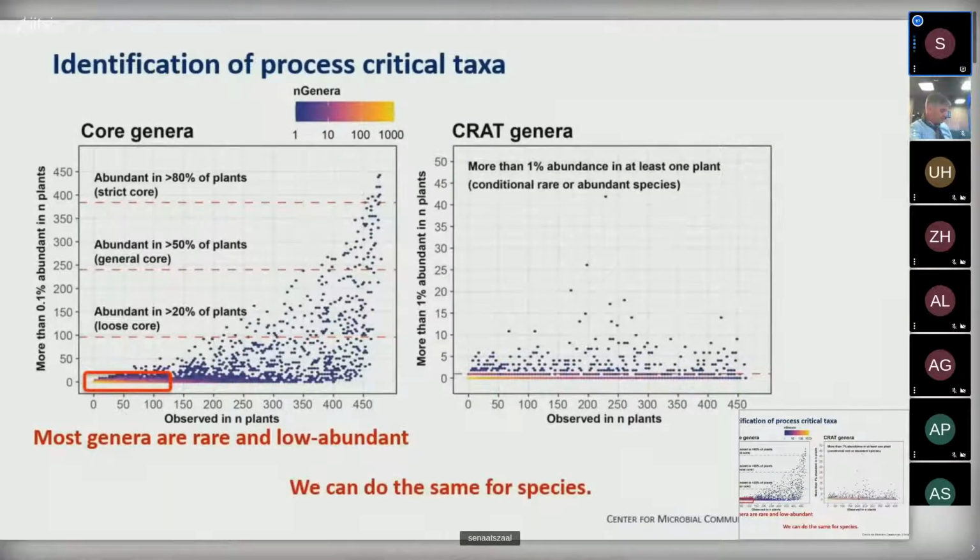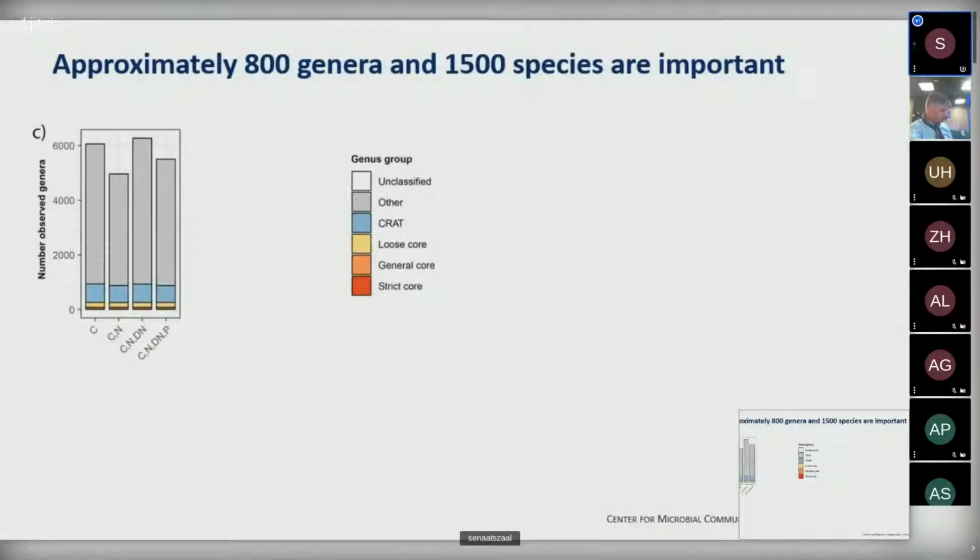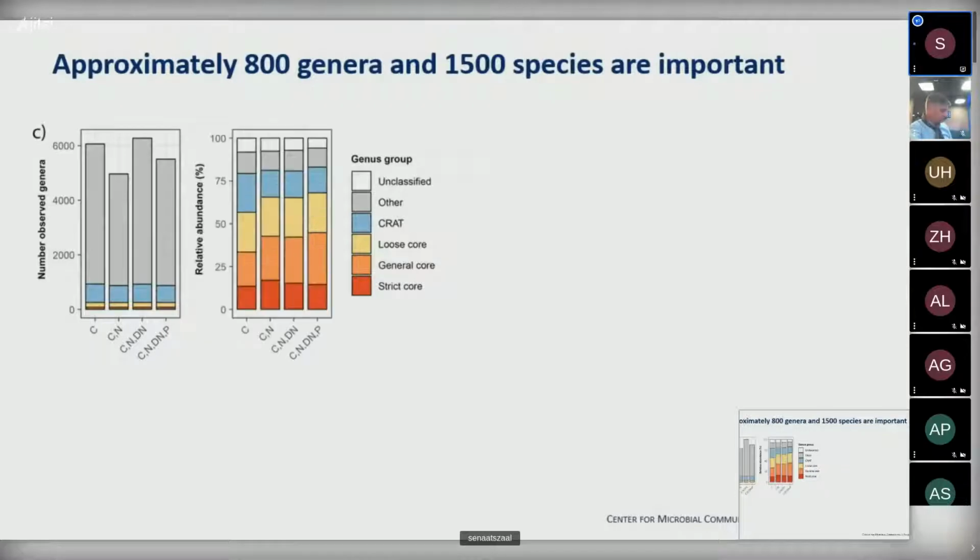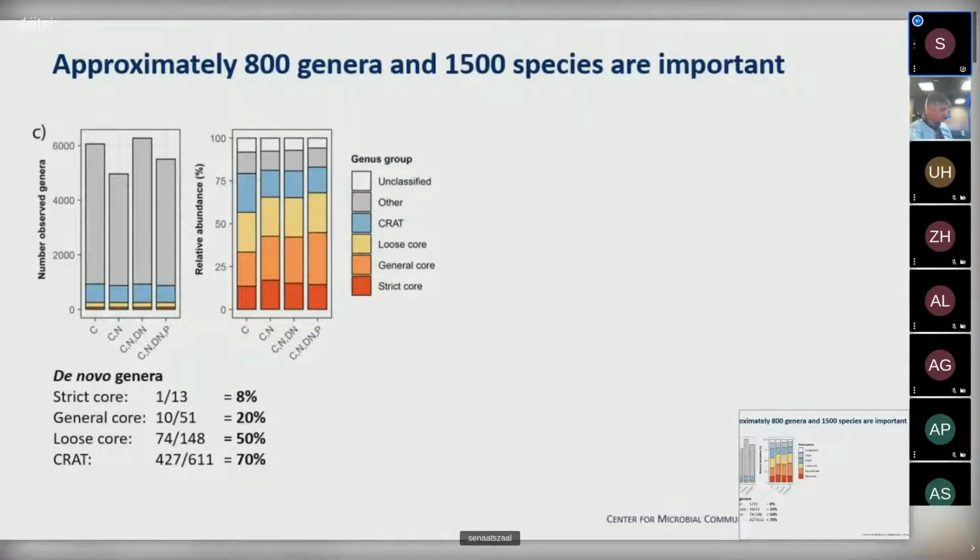And the idea is that we can actually do the same kind of analysis here on the species level, or on any taxonomic level. So if we take a look at the core and the CRAT genera, we can see that they make up a small amount of the total diversity that we see. However, in terms of relative abundance, these groups make up the majority of the total community. More than 75% of the community is composed of these different classes. What is also interesting is that we have provided de novo names for many of these taxa. So for the general core, it's 20% of all the taxa which are provided de novo names based on MiDAS tags. And for the loose core, it's 50%.